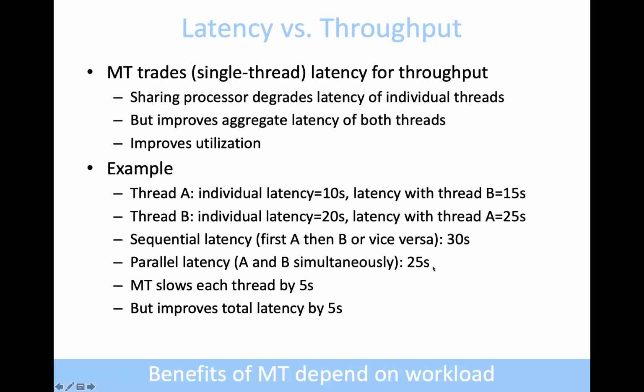So in this case, adding multi-threading slows each thread down by about 5 seconds, but then improves the total end-to-end execution time by 5 seconds. Now, of course, this depends on the workload, right? If you have a workload that is embarrassingly parallel, there's no shared data structure. You're just doing multiple threads that keep fetching their own independent data and work well.